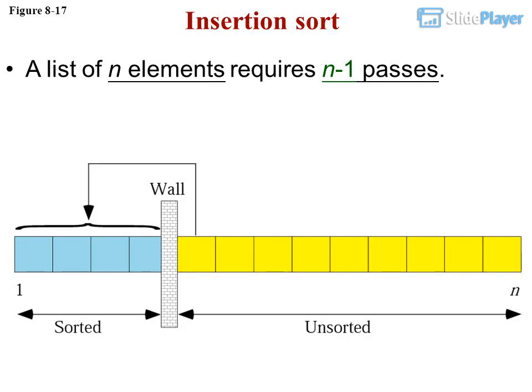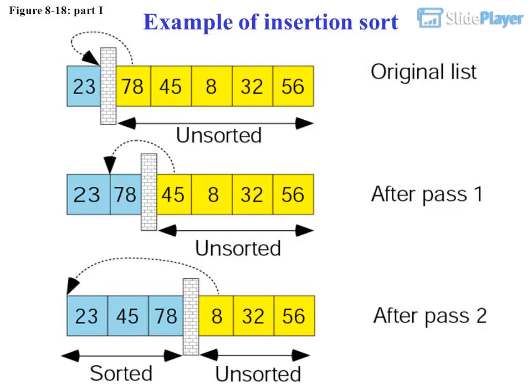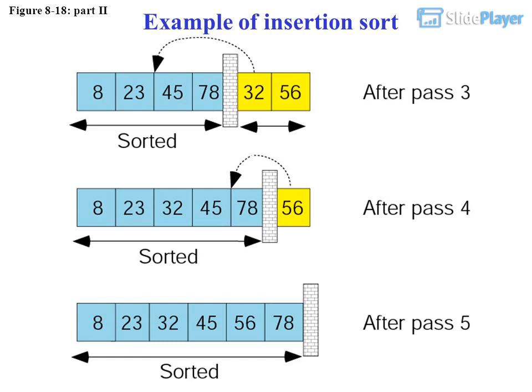Figure 8.17. Insertion sort. A list of n elements requires n-1 passes. Example of insertion sort. Figure 8.18, Part 1. Example of insertion sort. Figure 8.18, Part 2. Example of insertion sort.